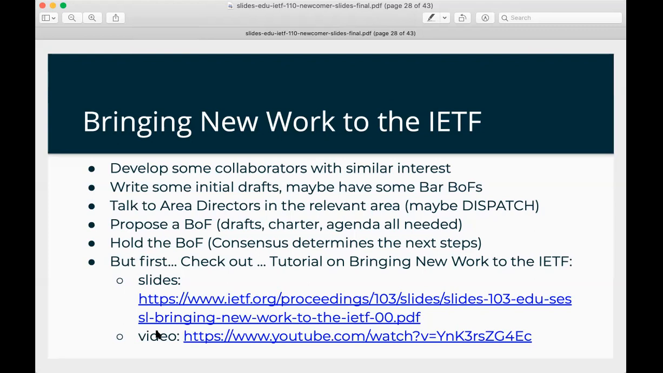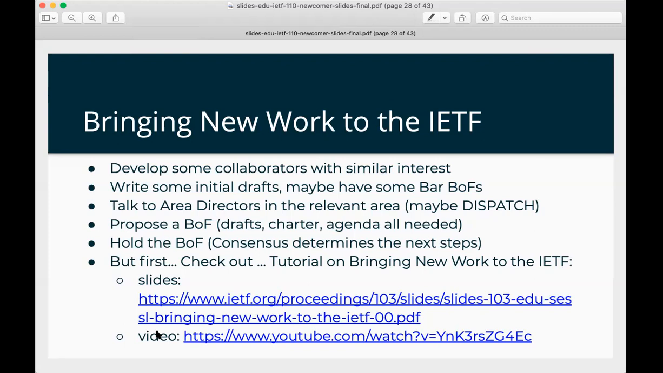And then once you get a little bit of consolidation around your issue or your topic, talk to the area directors that might be interested. Some of the areas have working groups that are called dispatch working groups. A dispatch working group is really about bringing in all of the various ideas and then figuring out, it's like a triage for working groups. If you're familiar with the concept of medical triage, this is standards triage.